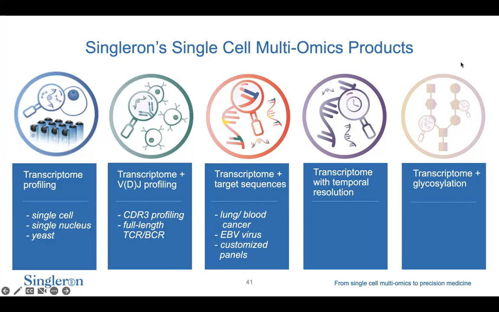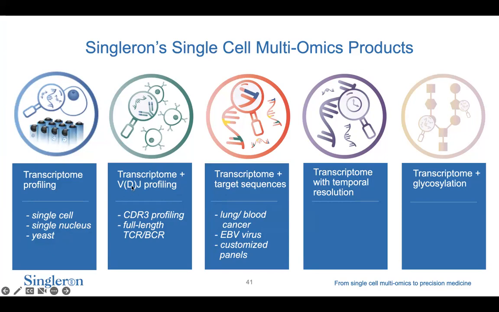I would like to show you the multi-omics capabilities that we have and what different types of oligos can be attached to our barcoding beads to basically provide them with new capabilities. Our product can be used either to do the transcriptome profiling of single cells. We can also do the single nuclei, or we can profile yeast cells, which are specific because they need a special kind of digestion of their cell wall.